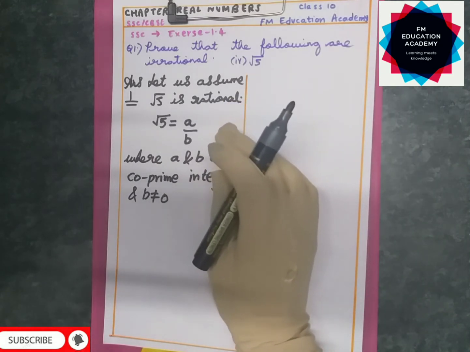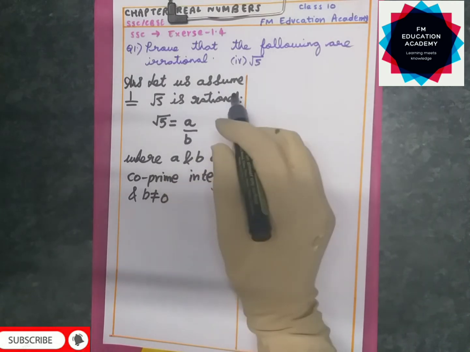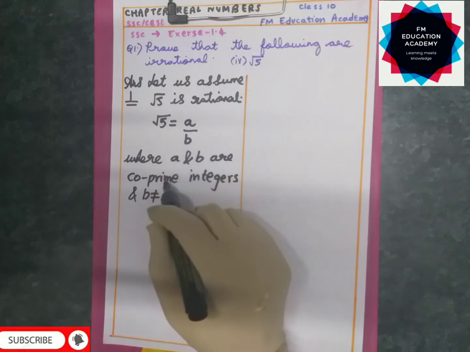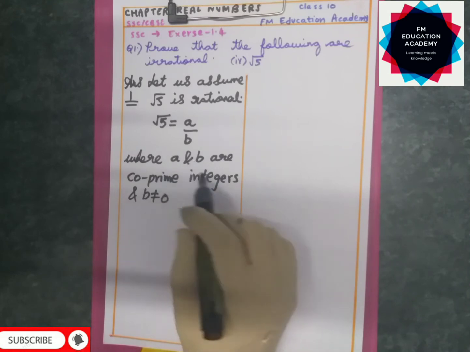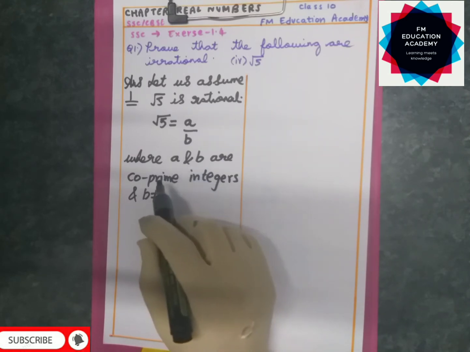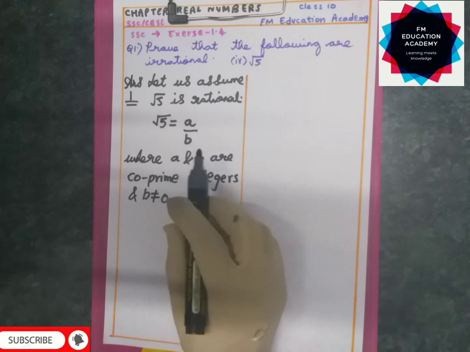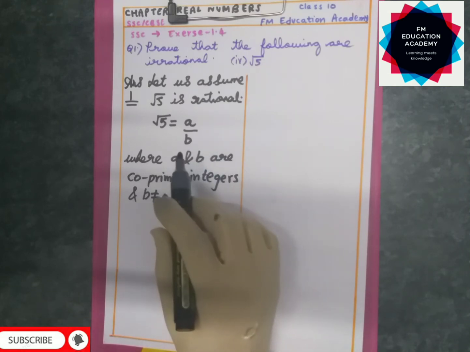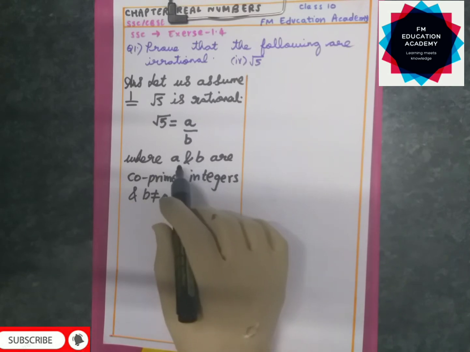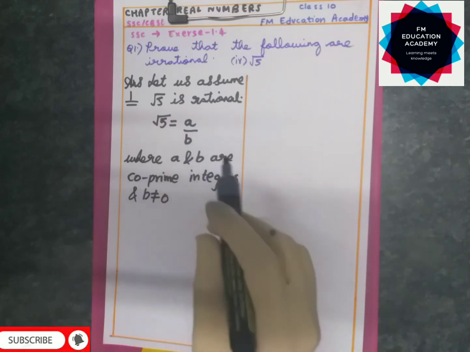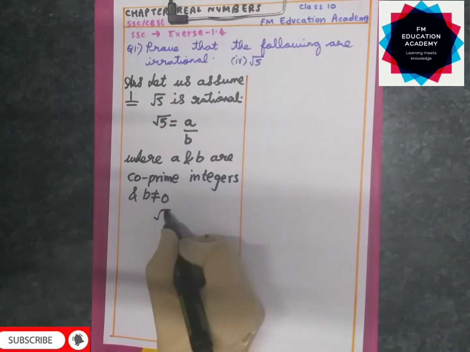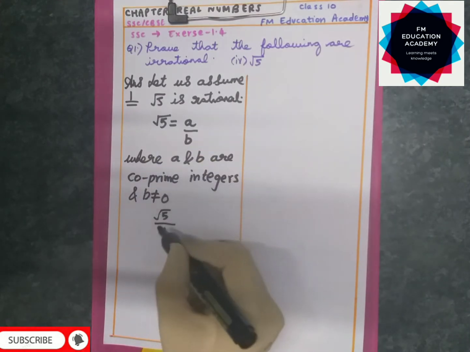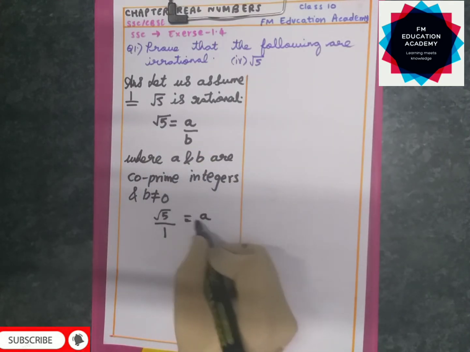So for the rational number condition, a and b are co-prime integers and b is not equal to 0. Remember, co-prime integers are the integers which do not have any other factor other than 1 and itself. Now, this root 5 can be written as root 5 by 1, because anything by 1 is the number itself. So root 5 by 1 is equal to a by b.